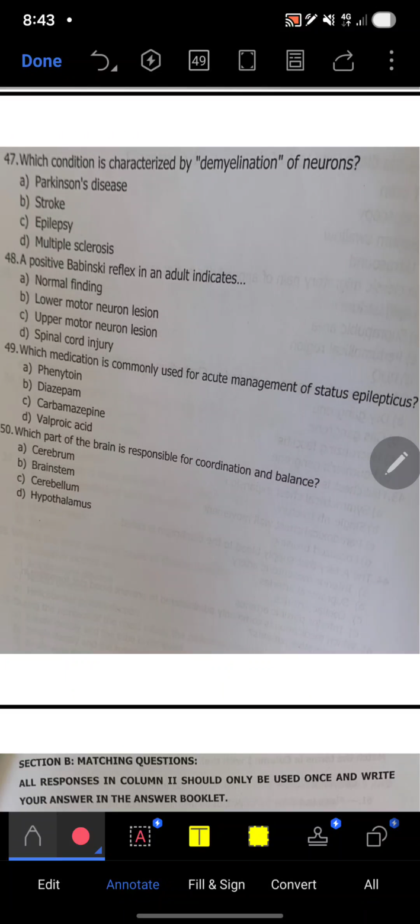47. Which condition is characterized by demyelination of neurons? The correct answer is D, which is multiple sclerosis.